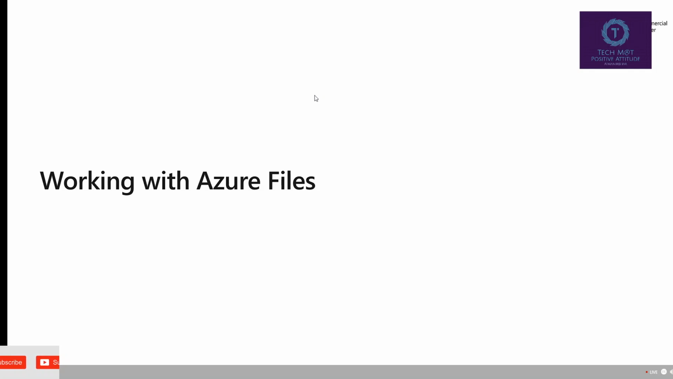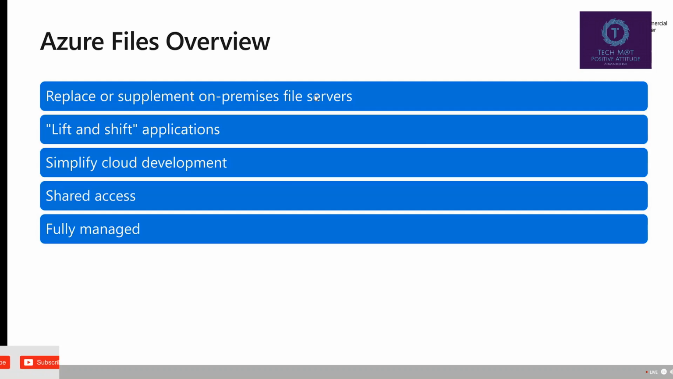So Azure file shares can also be cached on Windows servers with Azure File Sync for faster access near where the data is being used. So, talking a little bit about an overview of Azure Files, Azure Files can be used to completely replace or supplement traditional on-premises file servers or network attached storage devices.